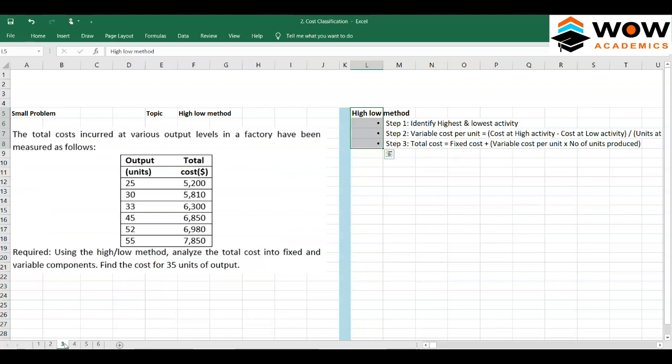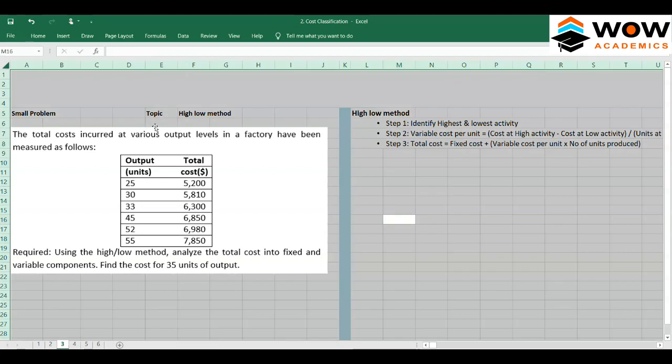So now we'll go to a problem where we have to predict what could be the cost. The method is called the high-low method, and we'll see a problem here.